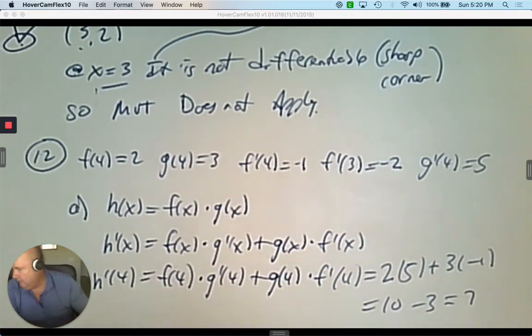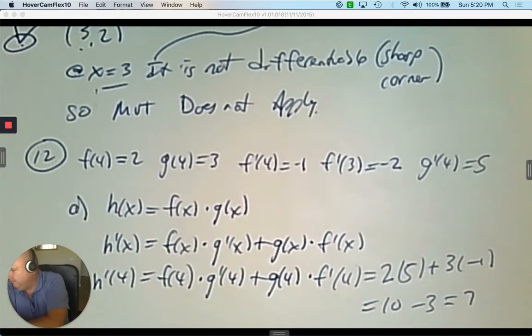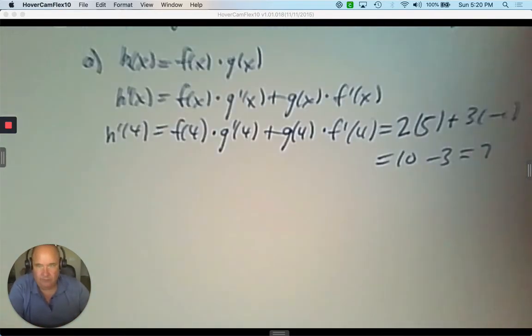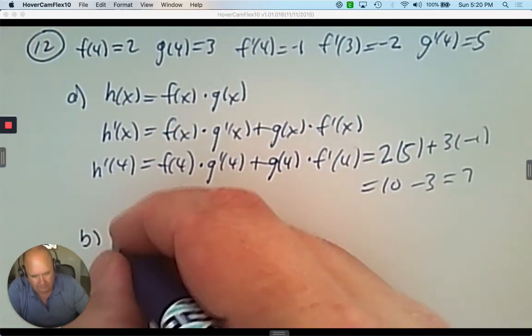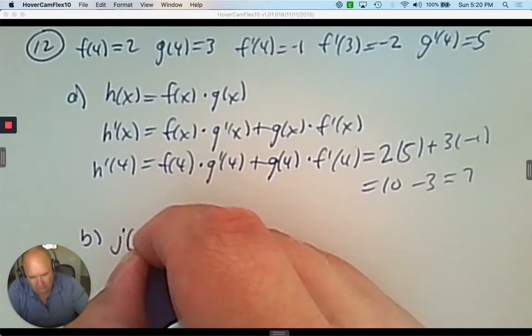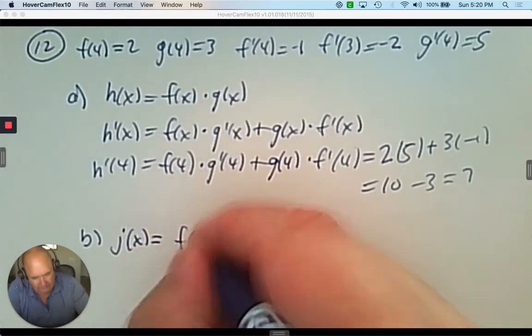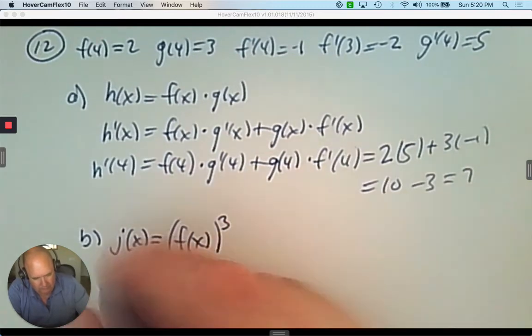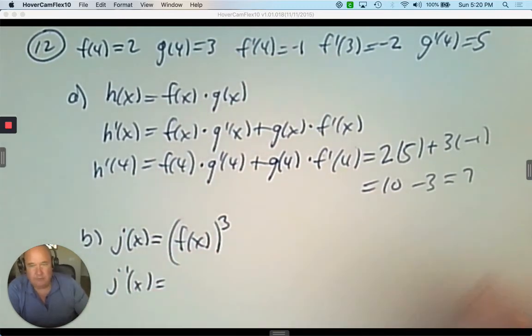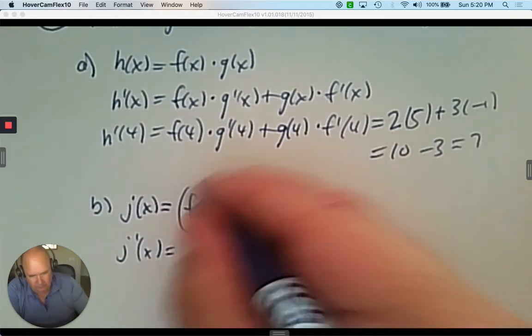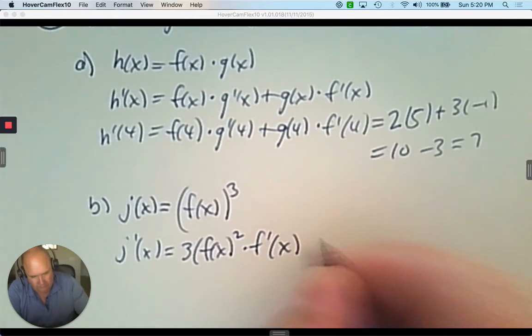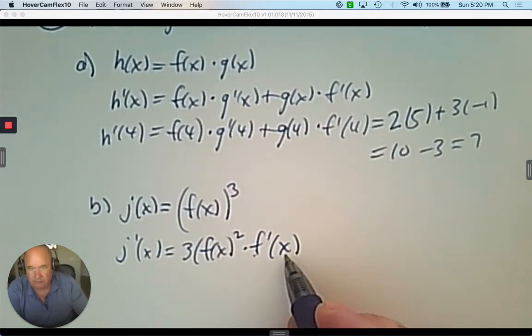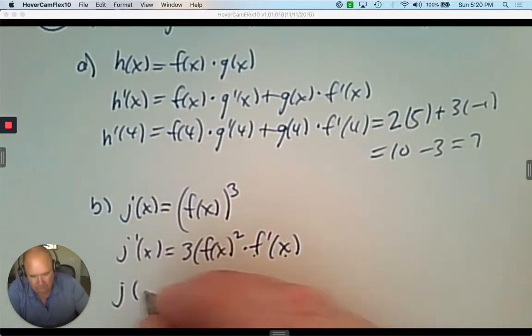So for part B, I have the answer key off here on the side. I want to make sure and double check I'm doing it right and I'm not lying to you when I do the work. Here we have j. You don't hear j as much. And you have f of x all cubed. So if I want to take the derivative here, this is called the chain rule. So 3 times f of x squared in front, and then times the derivative on the outside times the derivative on the inside. Then it asks you to plug in 4.